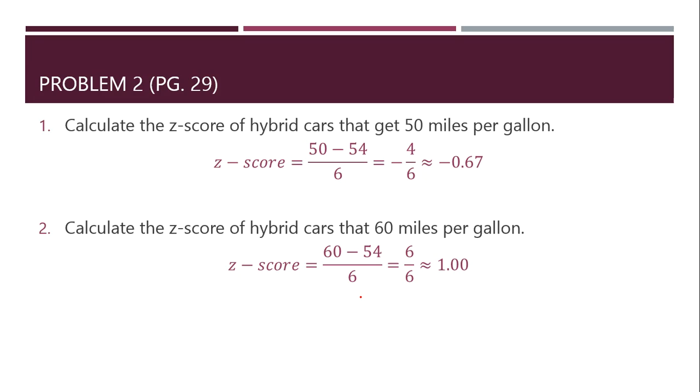If I do this again for 60 miles per gallon, well, I'm going to subtract my mean, divide by my standard deviation. You probably already knew this one. 6 divided by 6 gives you 1. I'm going to go ahead and put 1.00, but you knew that was 1 standard deviation away.